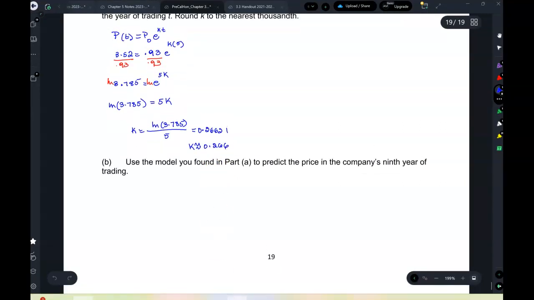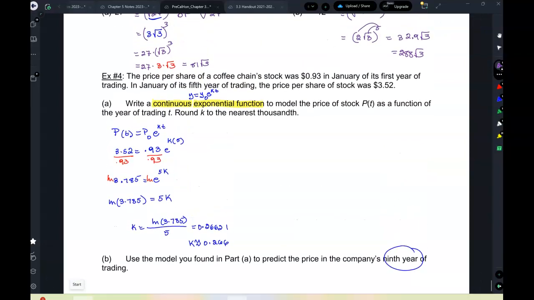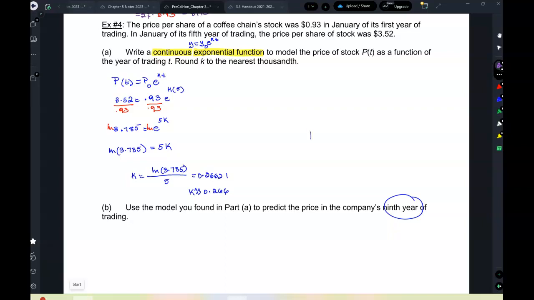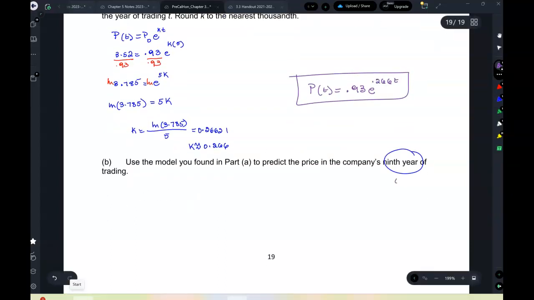Okay. Now, use the model you found in part A to predict the price in a company's 9th year of trading. So when t is equal to 9. Oh, wait a minute. What did this question ask for? It says it wants the equation. So P of t is equal to 0.93 e to the 0.266 t. Okay. So here in the 9th year when t is 9, I want to find P of 9. Let's write that in proper notation. P of 9 is 0.93 e to the 0.266 times 9.